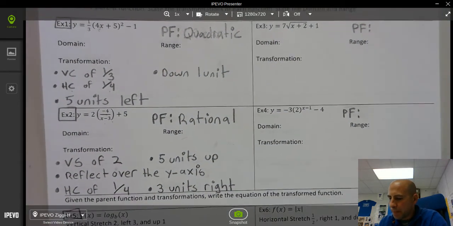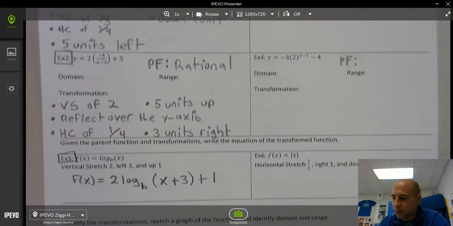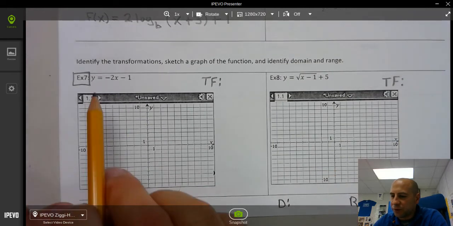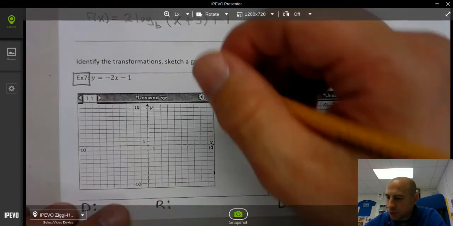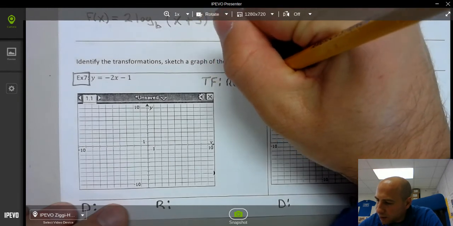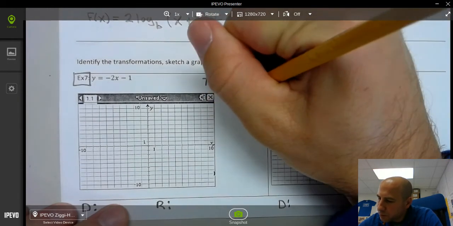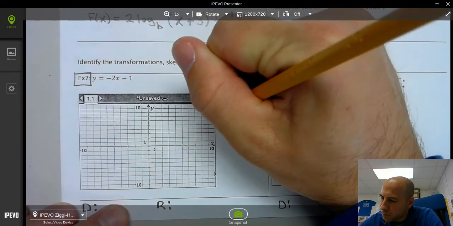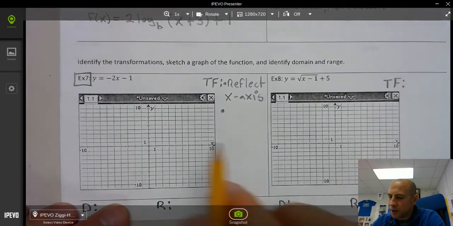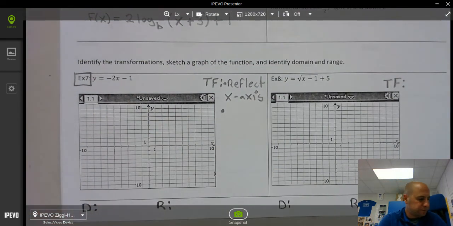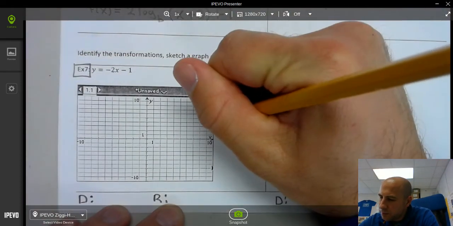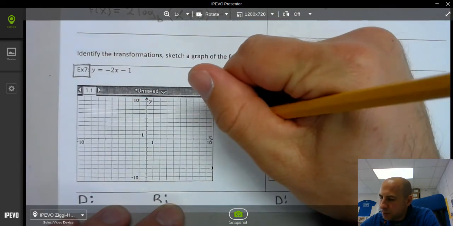All right. So now you have that. Let's move back to example 7. All right. So transformation. So let's start from left to right. So here we see the negative. So that's reflect x-axis. All right. And then the 2 is a vertical stretch of 2. And then that's down 1.